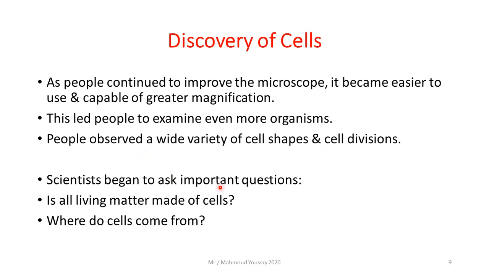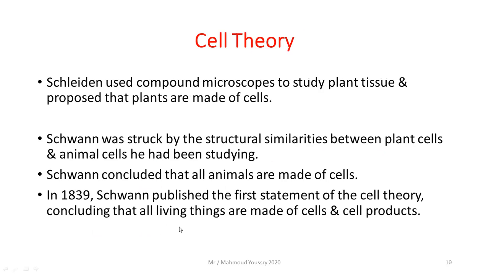Scientists began to ask important questions like, is all living matter made of cells? And where do cells come from? Then Schleiden, a scientist, used compound microscopes to study plant tissues and proposed that plants are made of cells. Then another scientist named Schwann was struck by the structural similarities between plant cells and the animal cells he had been studying. Schwann concluded that all animals are made of cells.